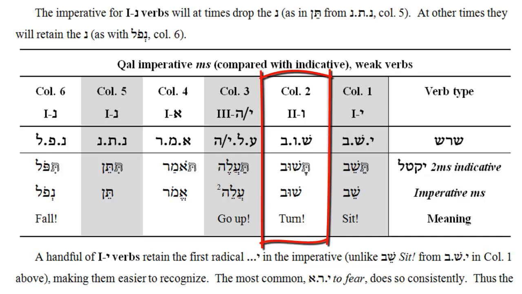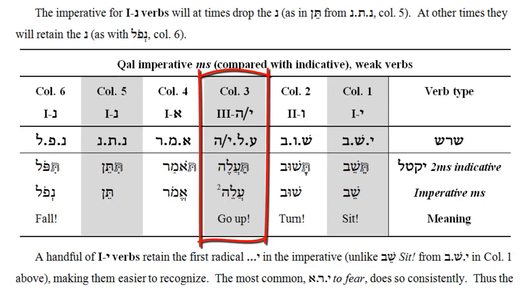Column 2 gives us an idea of how a hollow verb such as shuv will respond. Tashuv is the indicative, yiktol. You will turn. To convert this into a command, turn, we simply drop the prefix ta, and we are left with shuv. This is something that we find the Hebrew prophets expressing to their audience when they want them to turn, either turning away from evil or turning toward God.